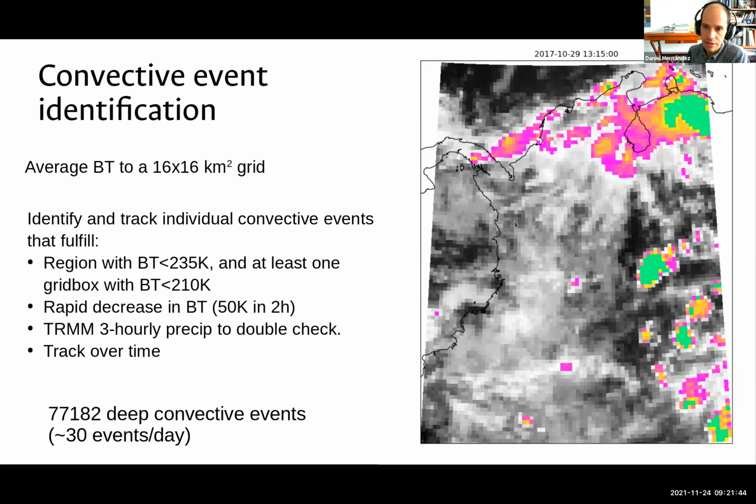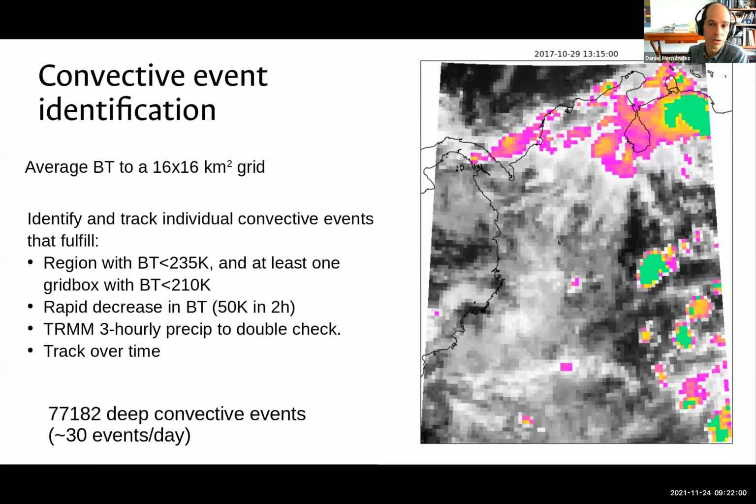And then you get this kind of images. And then you have a rectangular grid, which is easier to work with, to track systems and to identify them. You always look at the same points, whereas with the satellite, it's something that's kind of changing all the time. So you need that initial step.